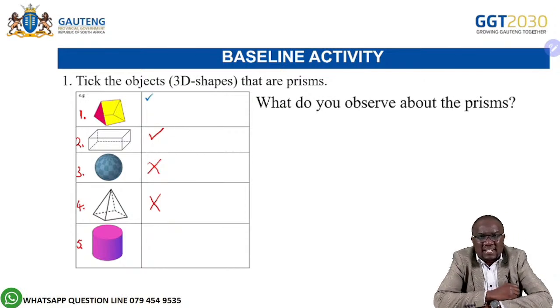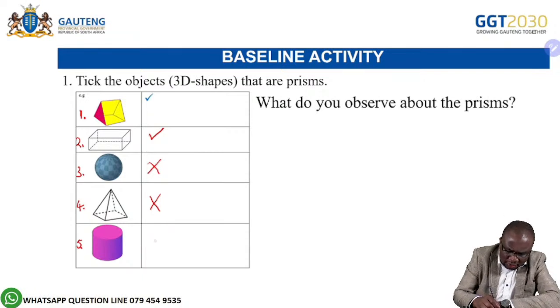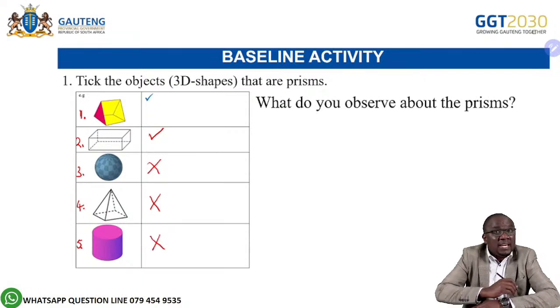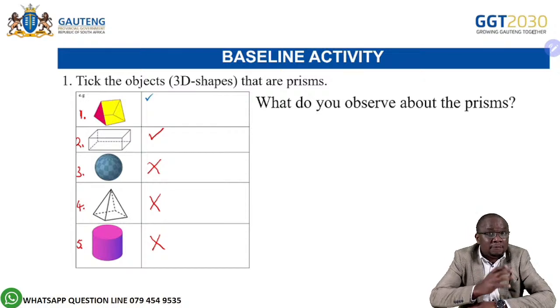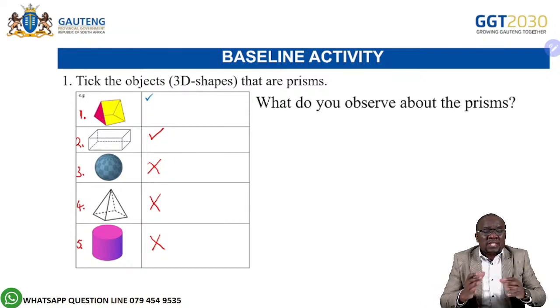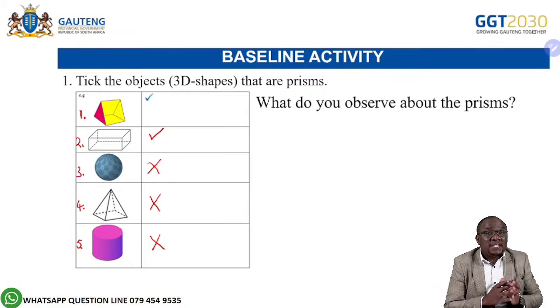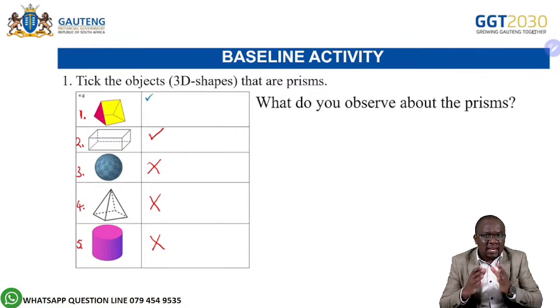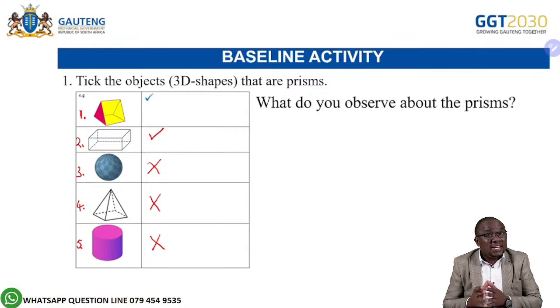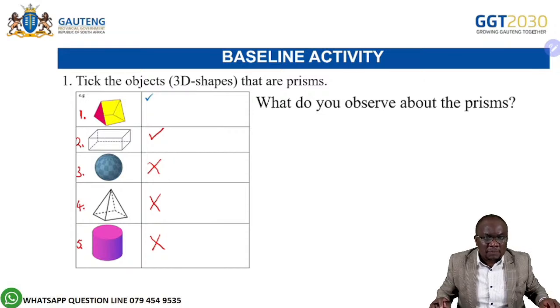What about the cylinder? Cylinder is very, very interesting. This one is not a prism, but it behaves like a prism in some of the aspects we are going to discuss in today's lesson. That's why we said we're going to look at the surface area of prisms and cylinders. A cylinder is not a prism. I'll explain why. And then we'll see that in some aspects, especially the surface area, the cylinder behaves like a prism.